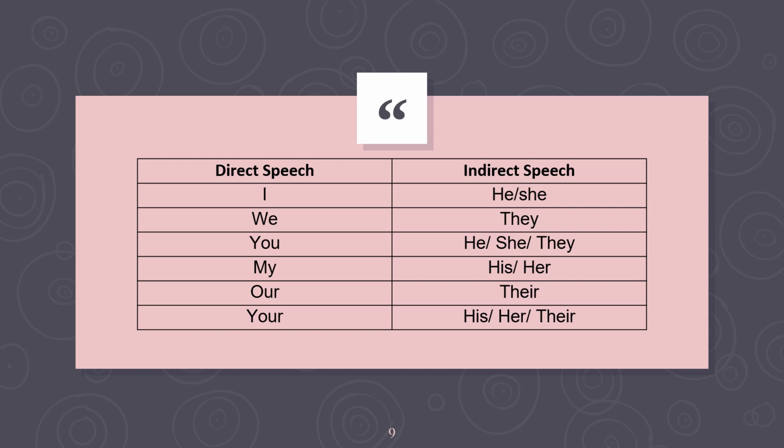If the pronoun I is used in direct speech, it would be changed into he or she according to the subject. If the subject is male, we will use he. If the subject is female, we will use she. We would be changed into they. You would be changed into he, she, they. My will be changed into his or her. Our will be changed into their. Your will be changed into his, her, and their.